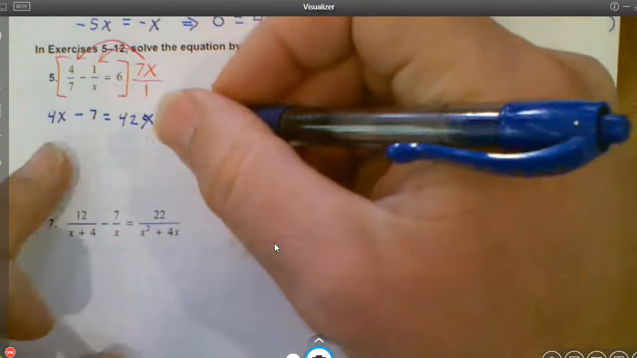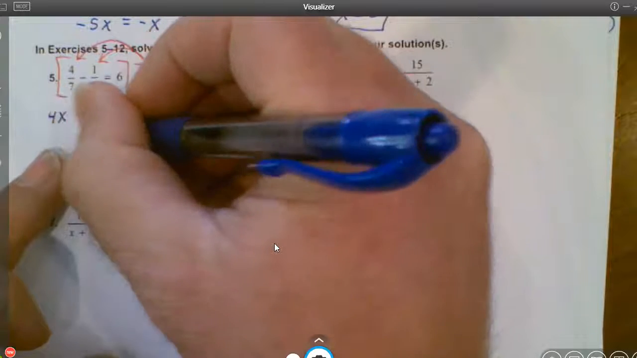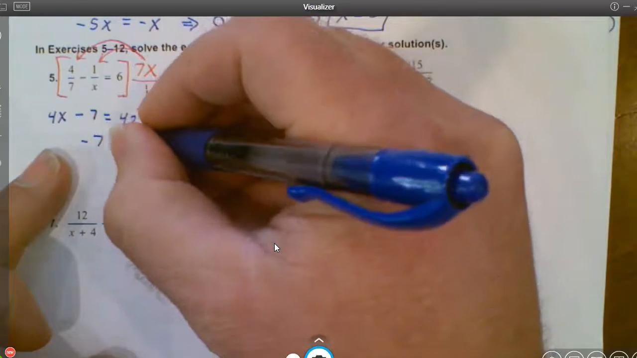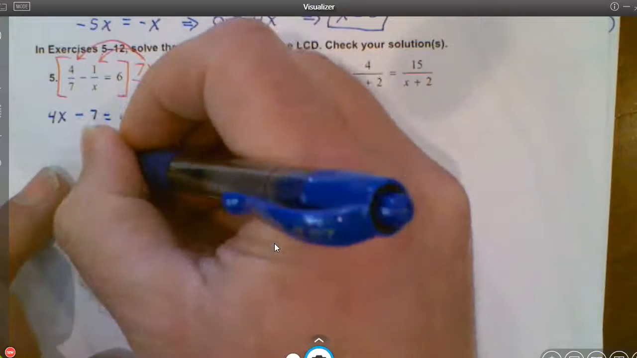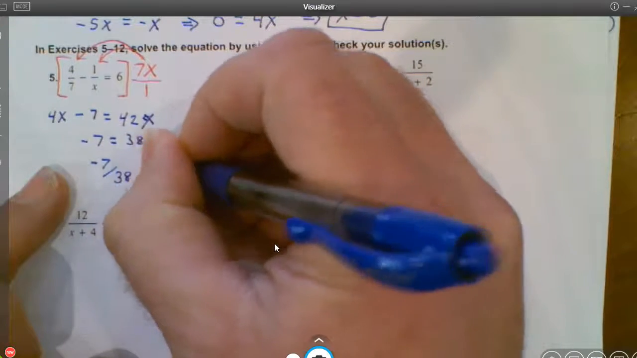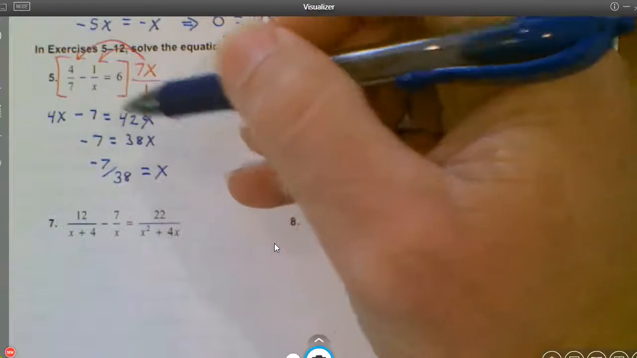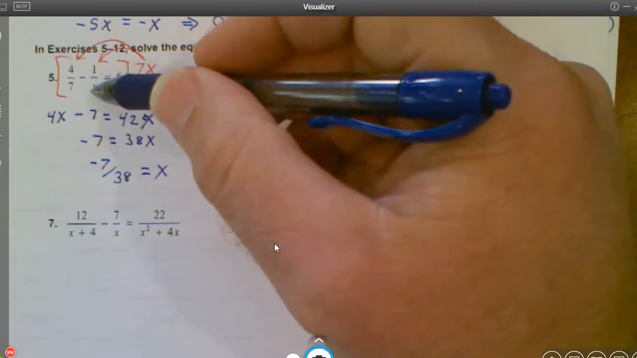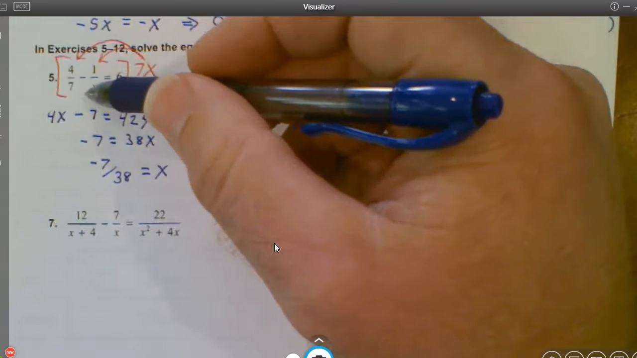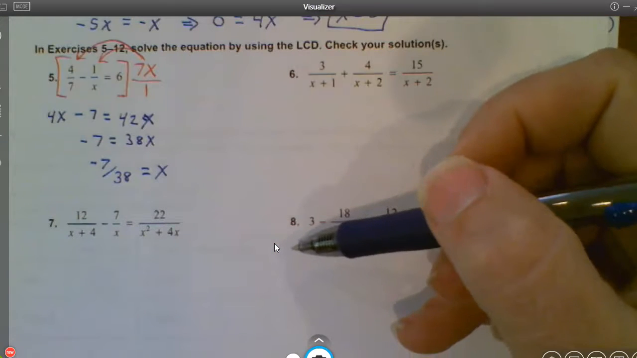So it's a real basic equation to solve from here. We would subtract 4x from both sides. Divide by 38. And we have our solution. So that would be our answer. And again, just take a peek and make sure you have a valid answer. Remember, you would not be allowed to have a solution of 0, because that would create a 0 denominator right there. So just be on the lookout for those.